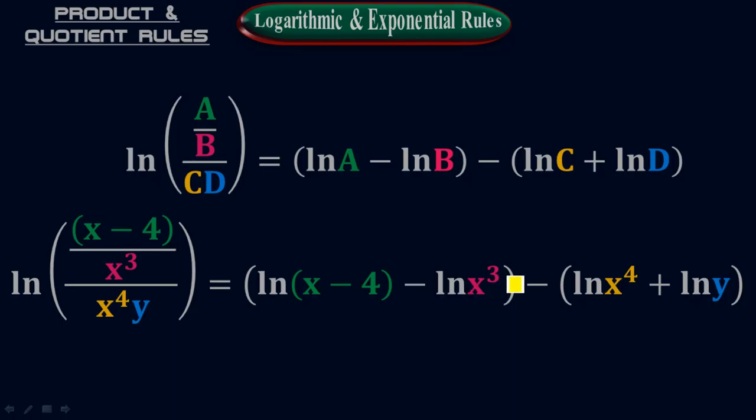Suppose I have natural log of x minus 4 over x cubed over x to the 4 times y. It equals natural log of x minus 4 minus natural log x cubed minus natural log x to the 4 plus natural log y. My function a is x minus 4 and my function b is x cubed. So for the a I'm gonna put x minus 4, for the b I'm gonna put x cubed. My c is x to the 4, my d is y. So I'm gonna plug in c equals x to the 4 and d equals y.